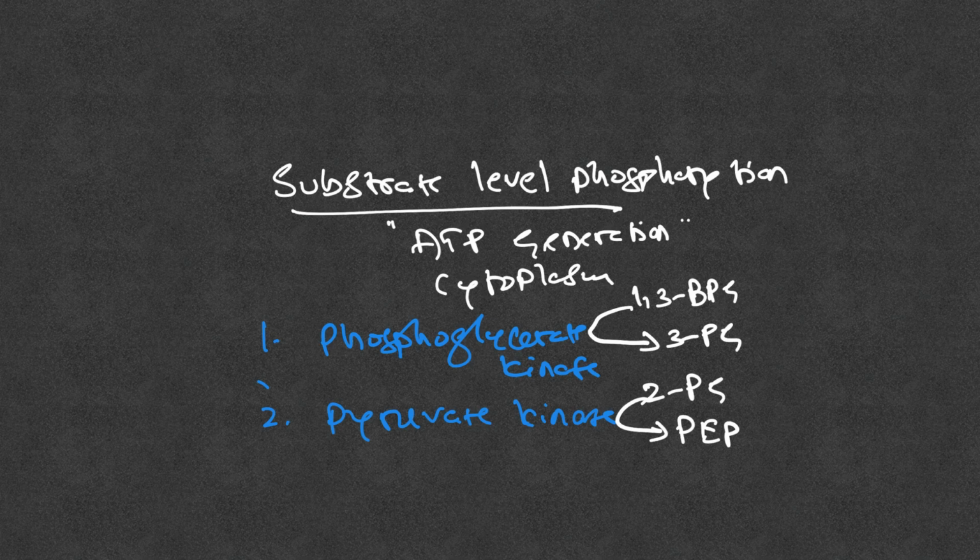Now let's move on to see our next important reaction. I have written something wrong here, so let me correct that. The pyruvate kinase enzyme is going to convert phosphoenolpyruvate into the pyruvate molecule. That's the job of pyruvate kinase, and that's an example of substrate level phosphorylation.